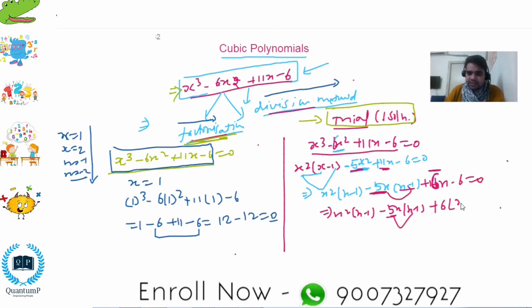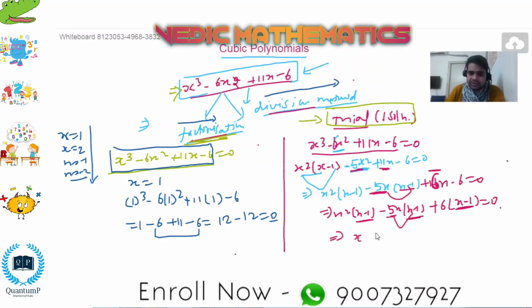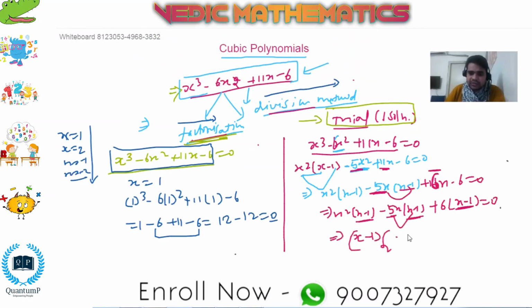So we'll take 6 common, so x minus 1 is equal to 0. So x minus 1, x minus 1, and x minus 1. Throughout you have x minus 1, take it common, and then write x square minus 5x plus 6 in this bracket.